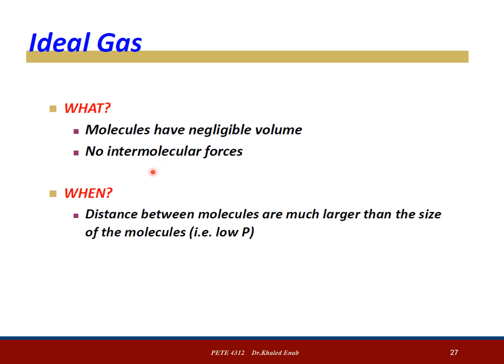Any real gas, which is not ideal, will behave ideally if the distance between molecules is much larger than the size of the molecules, such as at low pressure and high temperature. So the further the molecules go from each other, the less they interact with each other, the more ideally they get.